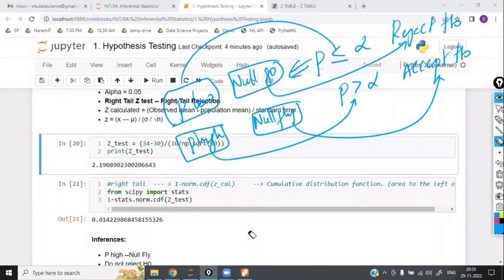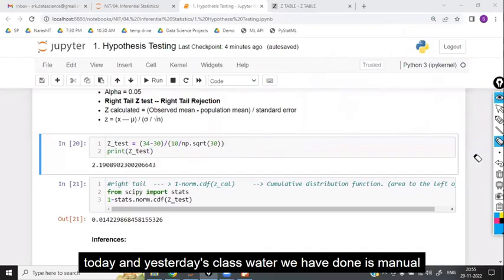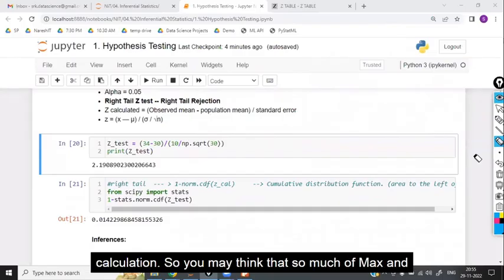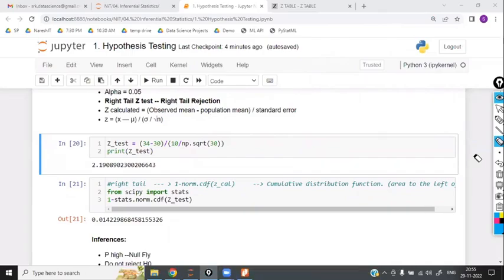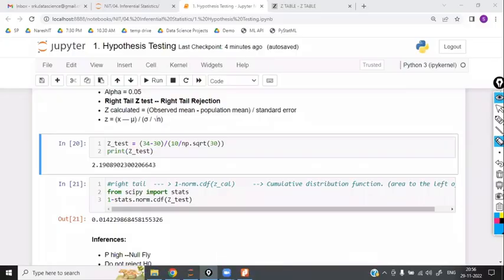Is that clear, guys? Today and yesterday's class, whatever we have done is manual calculation. So you may think there is so much of maths and stats again. If you think so, don't worry. Tomorrow, only pure Python code will be there. No maths will be there. Import, fit the data, see the p-value, accept or reject.